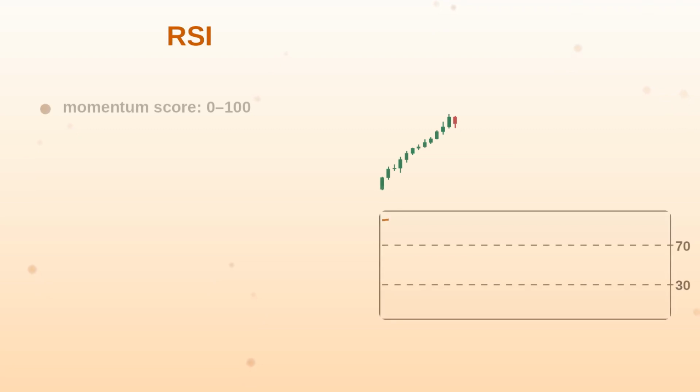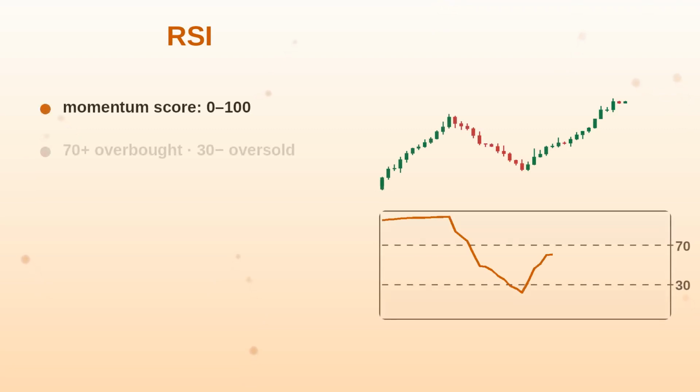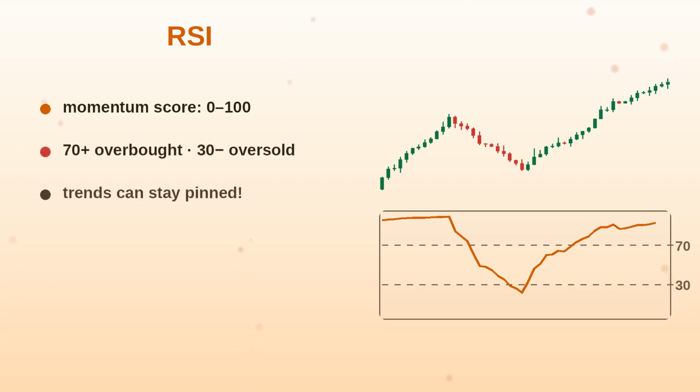The Relative Strength Index, RSI, the world's favorite momentum oscillator. It scores the market from 0 to 100 based on recent gains versus losses. Above 70, overbought, below 30, oversold. But here's what beginners get wrong. Overbought does not mean sell.